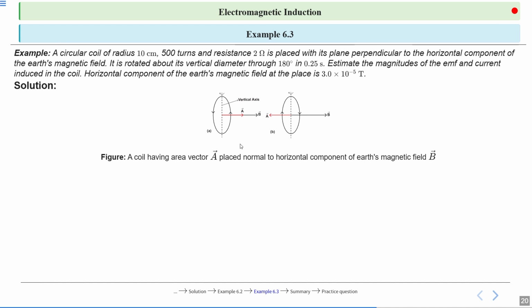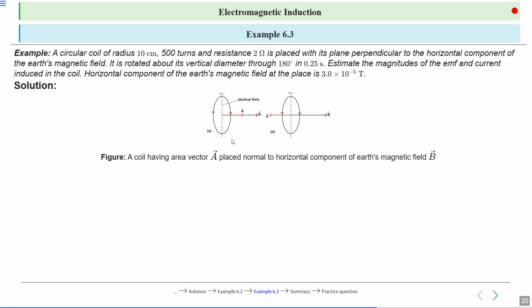So this is the diagrammatic representation. Figure: a coil having area vector A placed normal to the horizontal component of Earth's magnetic field B. Now this is the coil. It is placed vertically to the horizontal component of the magnetic field. So the magnetic field is horizontal, you can see in the diagram, and this coil is placed vertically. And this is the vertical axis that is shown by a dashed line. So about this vertical axis, the coil is rotating in this direction.